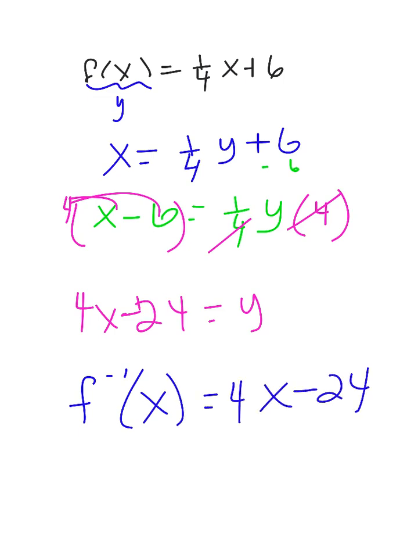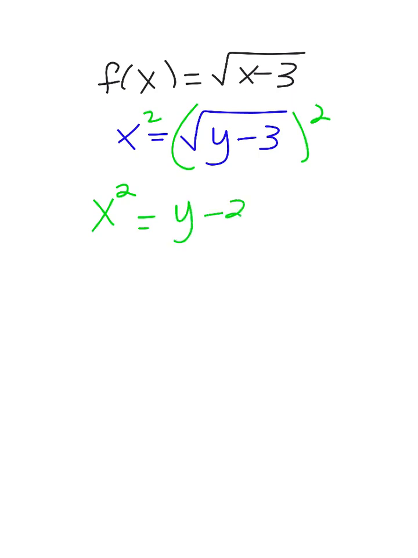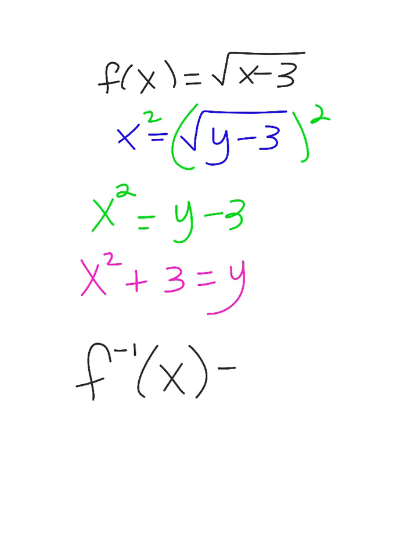All right, let's take a look at B. So B is f of x is equal to the square root of x minus 3. Again, we're going to switch x and y, so we get x equals the square root of y minus 3. To get rid of a square root, you square both sides. So I get x squared equals y minus 3. Add 3, we get x squared plus 3 is equal to y. And that is the inverse of f of x is equal to x squared plus 3.